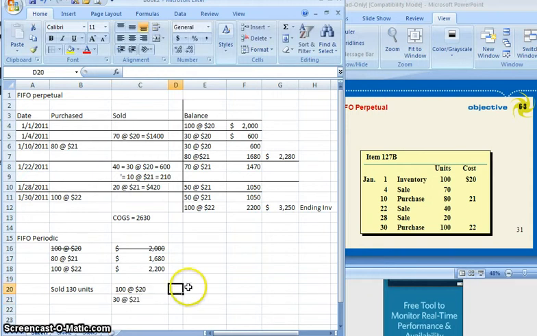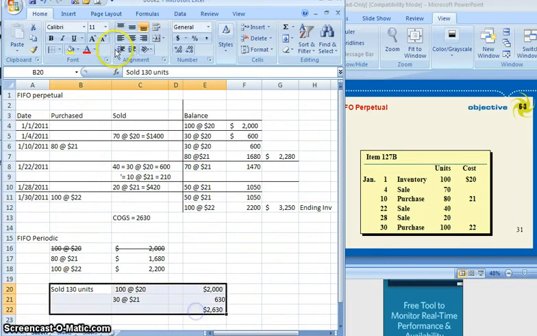So now if we expand this out, what we sold here was worth $2,000. We sold $2,000 here, and we sold 30 at $21, which is $630. So our cost of goods sold, the items that we sold here, is $2,630. Put a box around that.